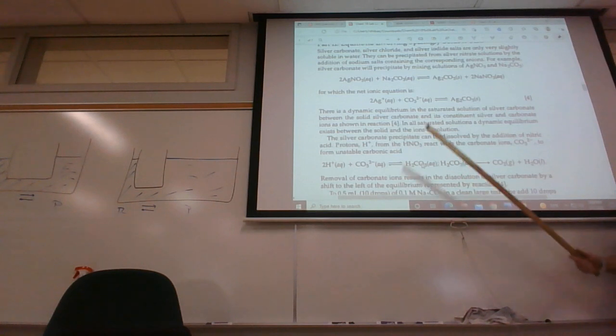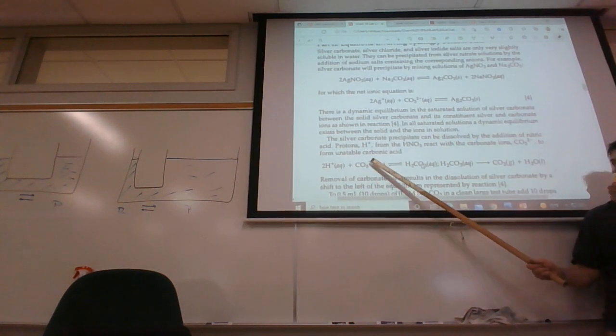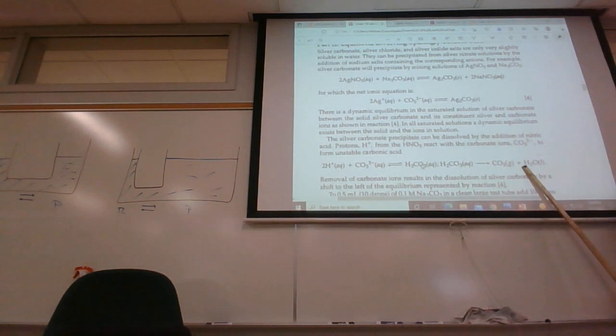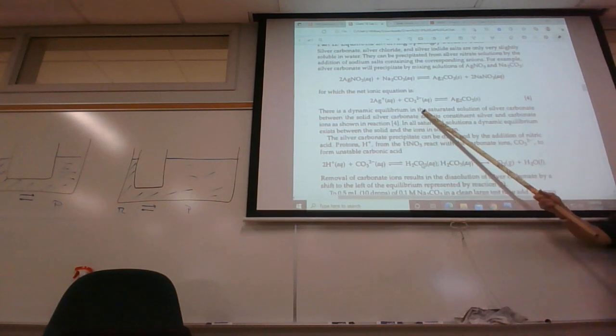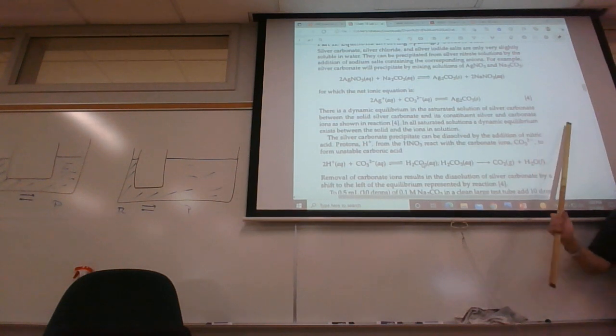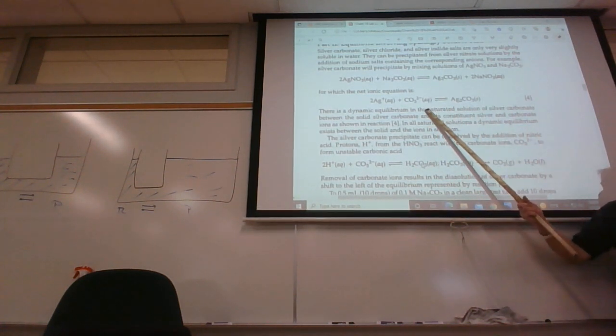Another property of carbonate is it's a base, and so we can react it with acid. We'll take carbonate, react it with acid, and form carbonic acid. Carbonic acid spontaneously decomposes into CO2 and water. And so by reacting or destroying the carbonate and forming CO2 and water, this is going to shift to the left. And so that's one way.